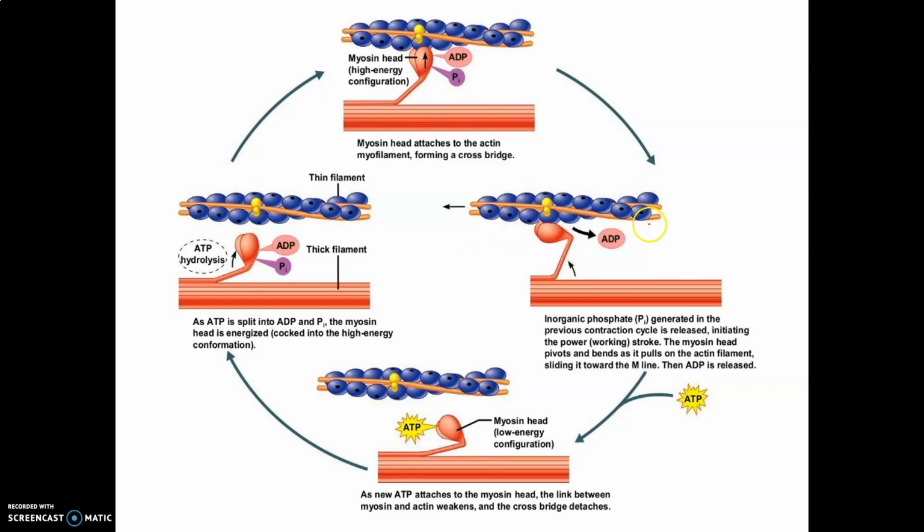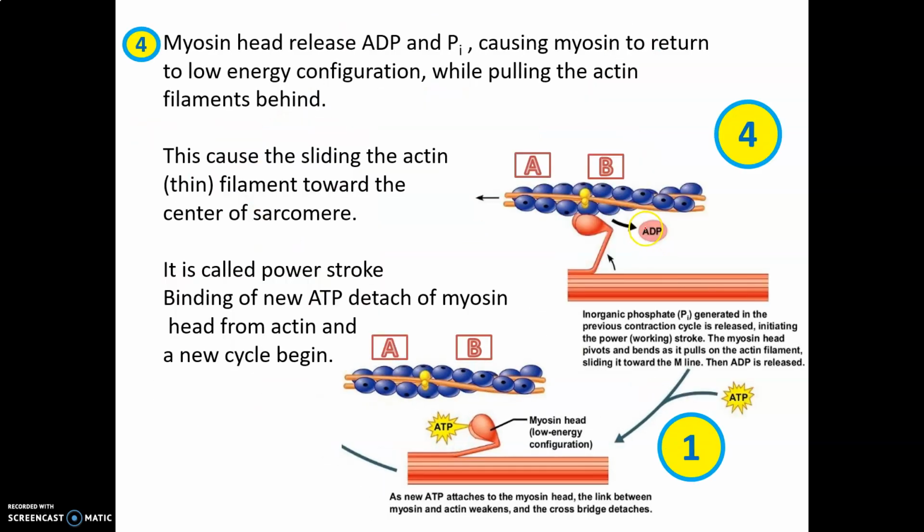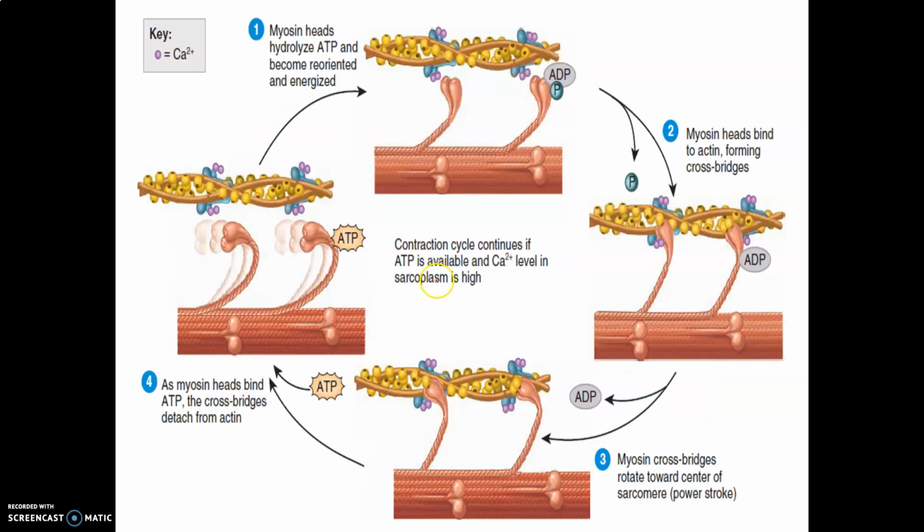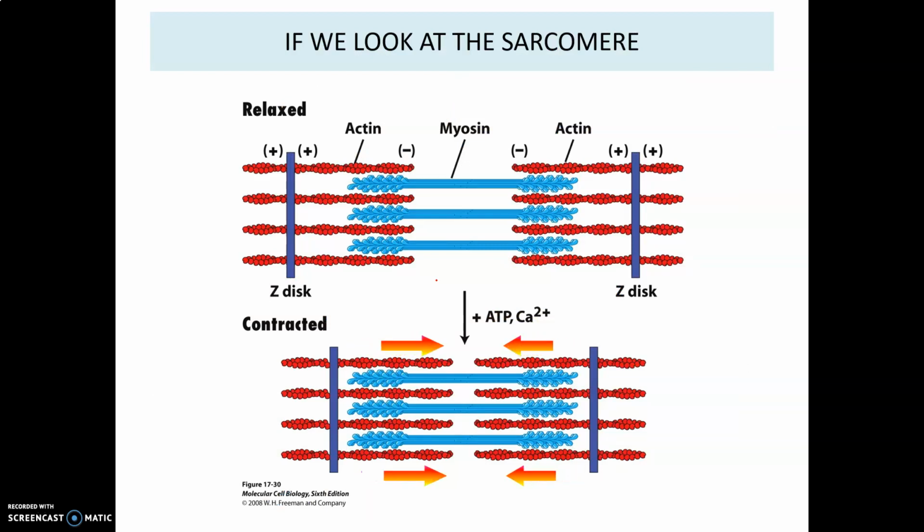Alright, itulah dia ada sliding filament theory. Alright. Binding of new ATP, detach the myosin head from the actin and the new cycle begin. Dia cycle dia pendek saja, cuma you kena bayang lah. Okay, dia akan bila dia power stroke, dia akan tolak ke belakang, dia akan always tolak ke belakang towards the sarcomere. Dan kalau kita tengok into more details, okay, if you look into more details, macam mana?